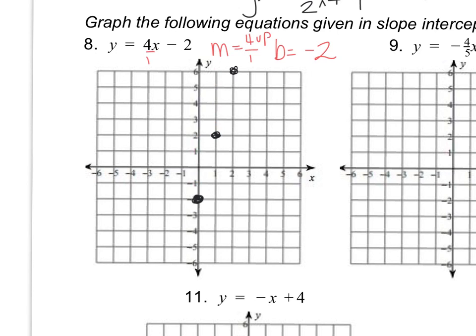When you're done with that, then you can go back to your y-intercept and do the opposite. Go down 4, 1, 2, 3, over 1. Then you can connect your points all the way across. Put arrows on that bad boy because it continues on forever.